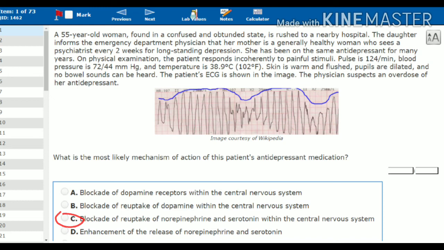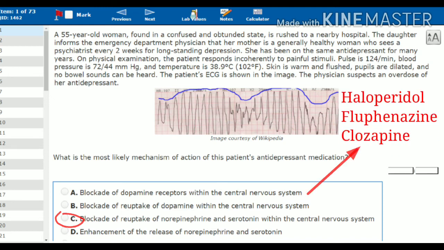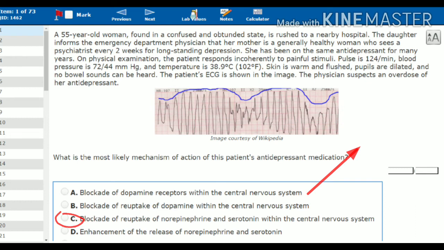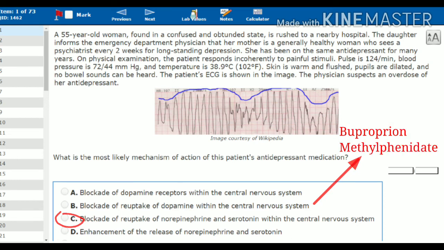So what about option A? Option A is mainly the action of the antipsychotic medications like haloperidol, fluphenazine, and clozapine. These are medications which block the dopamine receptor in the central nervous system. And what about option B? Option B is the mechanism of action of bupropion and methylphenidate. These are medications which inhibit the reuptake of dopamine in the central nervous system.